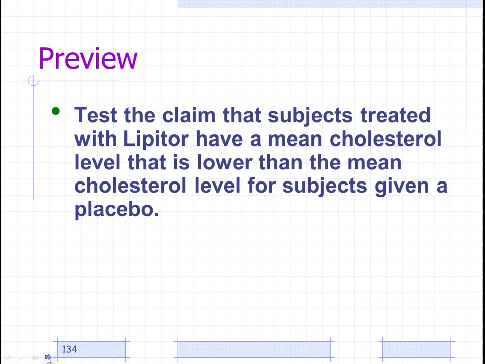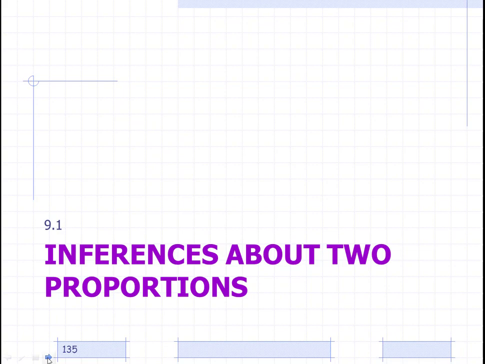Here's another test that needs a two sample significance test. Test the claim that the subjects treated with Lipitor have a mean cholesterol level that's lower than the mean cholesterol level for subjects given a placebo. Inference about two proportions.